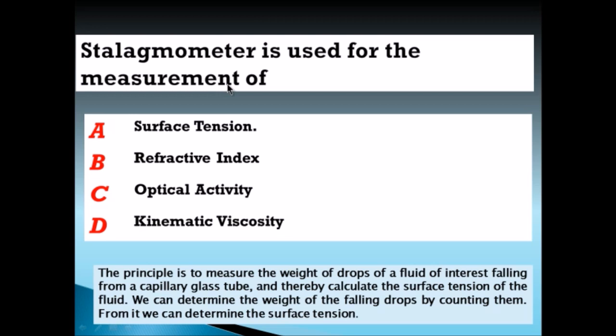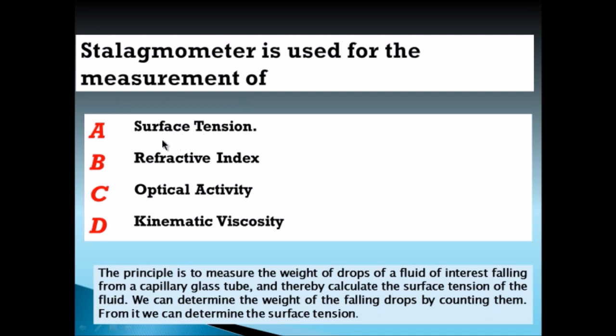Stalagmometer is used for the measurement of. The options are surface tension, refractive index, optical activity and kinematic viscosity. So the answer is surface tension. Let us see what the principle is. The principle is to measure the weight of the drops of a fluid of interest falling from a capillary glass tube and thereby calculate the surface tension of the fluid. We can determine the weight of the falling drops by counting them. From it we can determine the surface tension. So the stalagmometer is basically used to measure the surface tension.